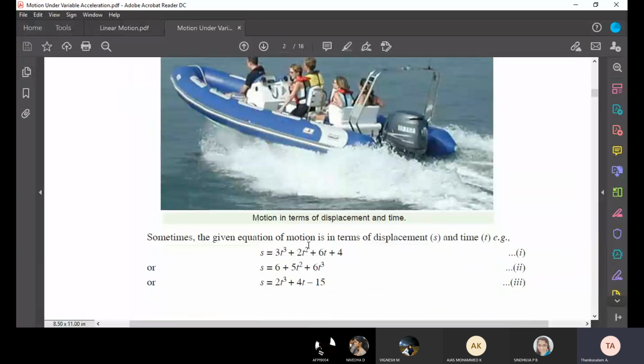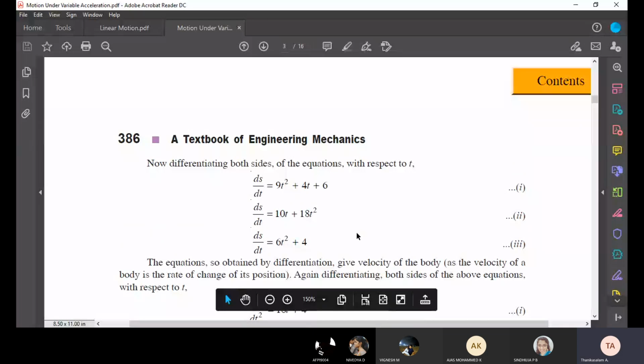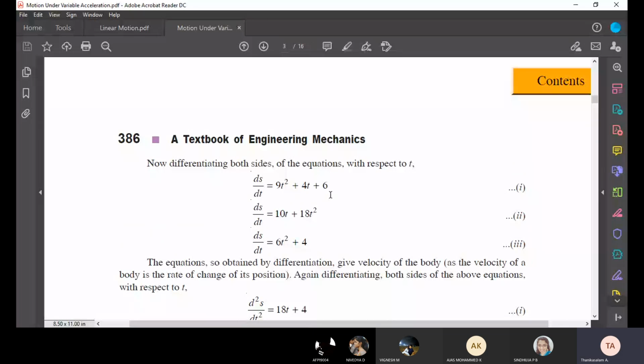The equation s equal to 3t cube plus 2t square plus 6t plus 4. And s equal to 6 plus 5t square plus 6t cube, and s equal to 2t cube plus 4t minus 15. Sometimes the equation of motion is given in terms of displacement s and time t. These are examples of s in terms of time. Now differentiating both sides, this is just for understanding.